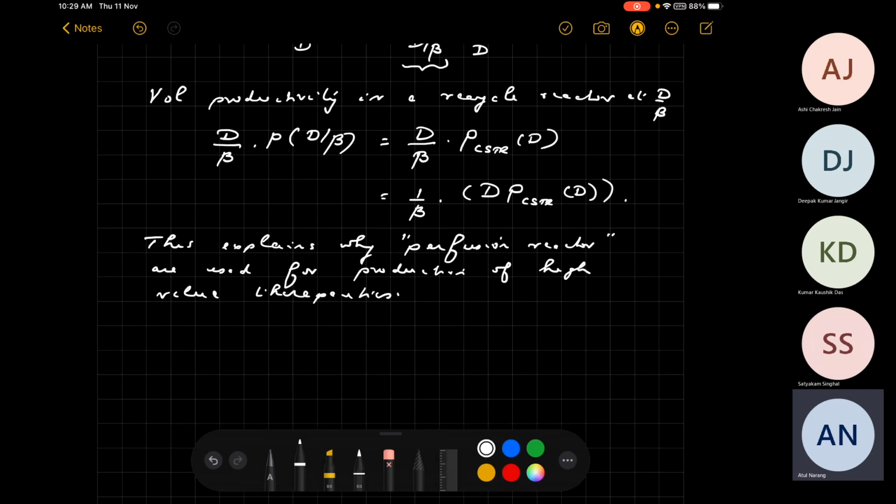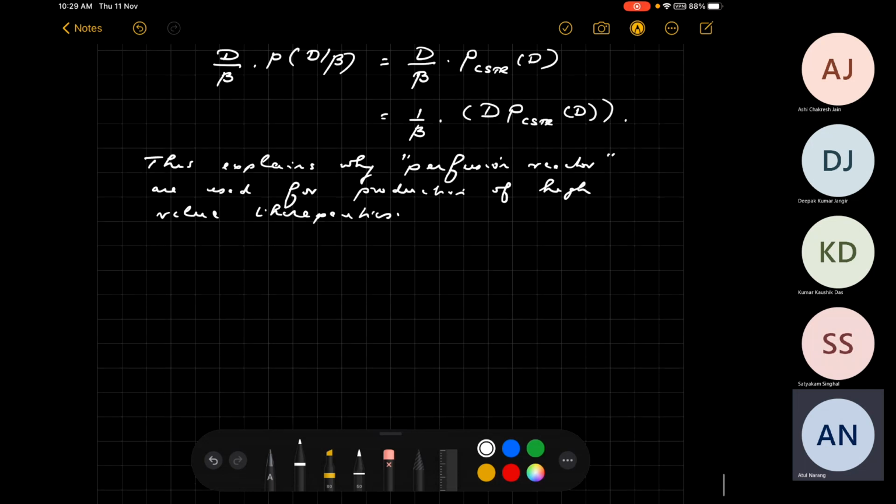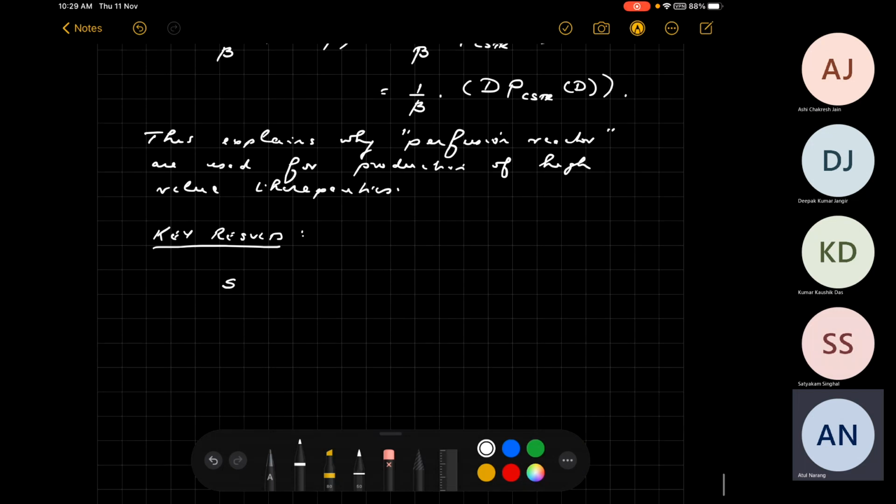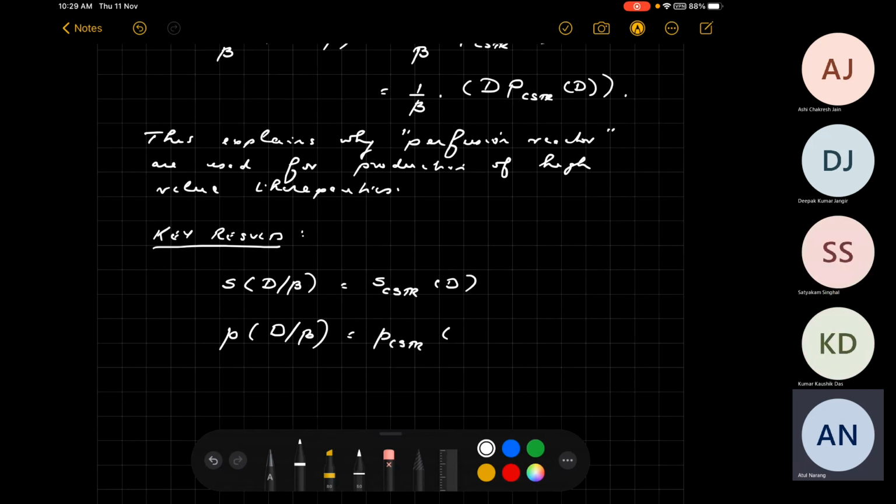Now I should mention finally, let's summarize our key results. We have only 3 key results. These are the ones you need to remember. We have found that S in a recycle reactor at D over beta is equal to S in a CSTR at D. We also found that the product concentration at D over beta in a recycle reactor is equal to the product concentration in a CSTR at D.